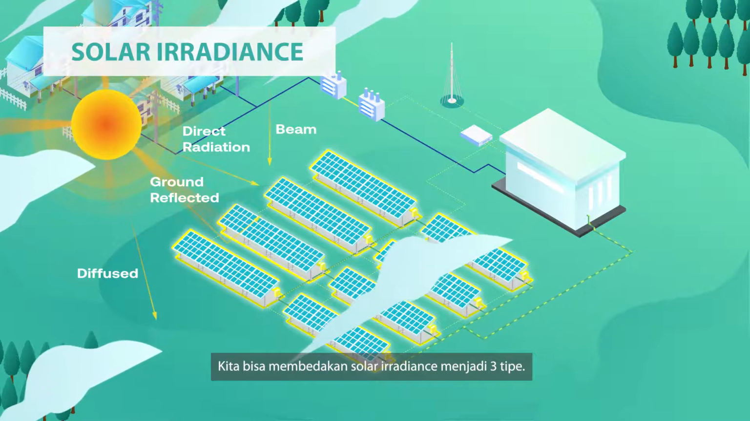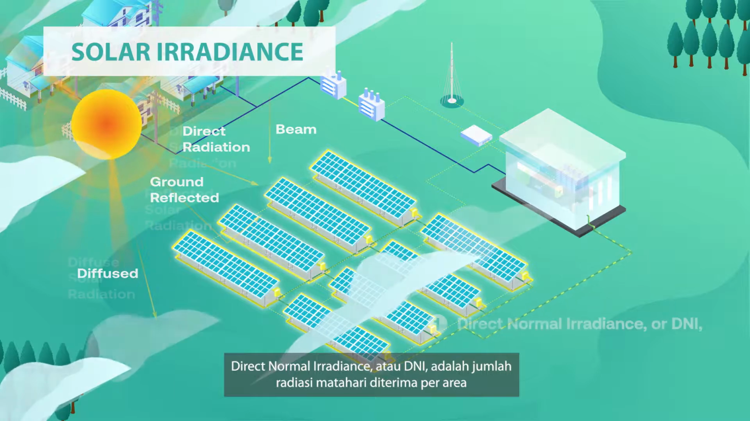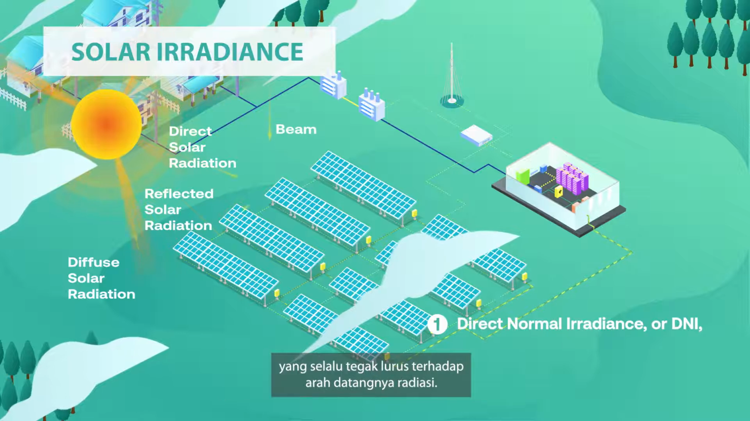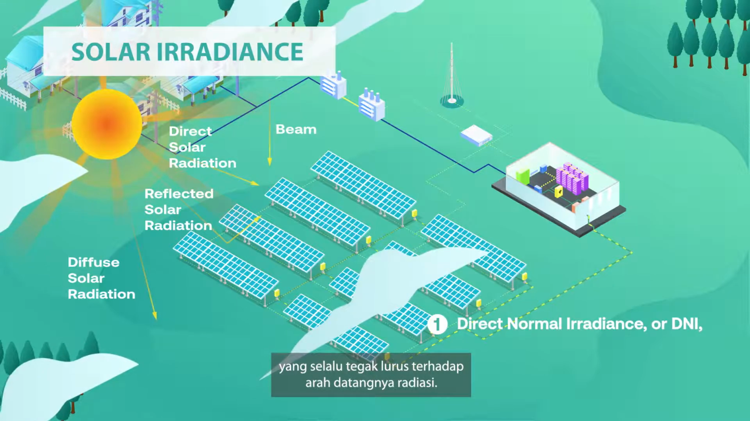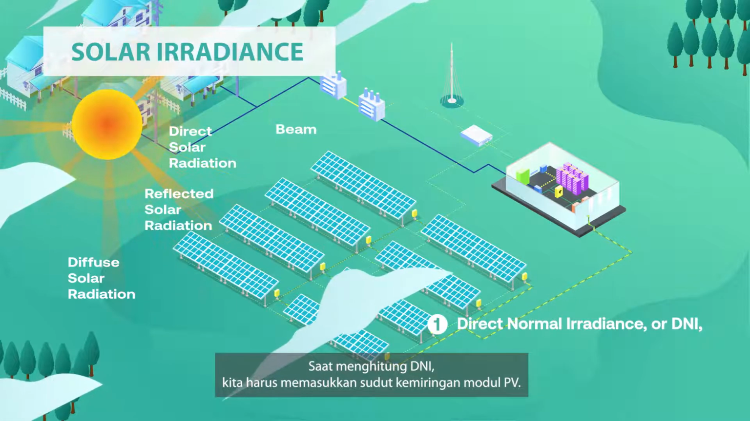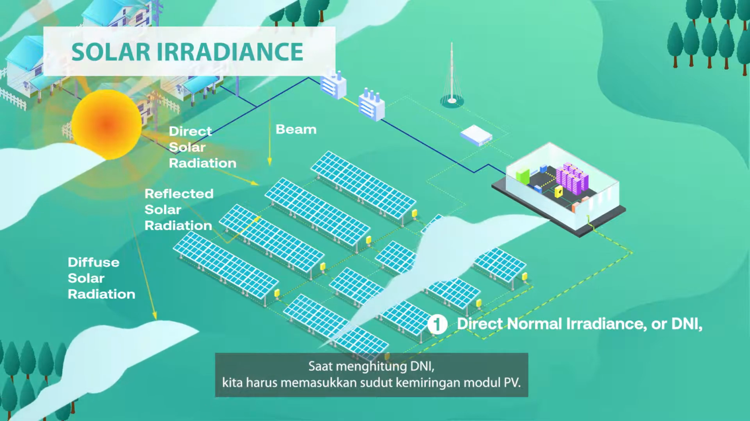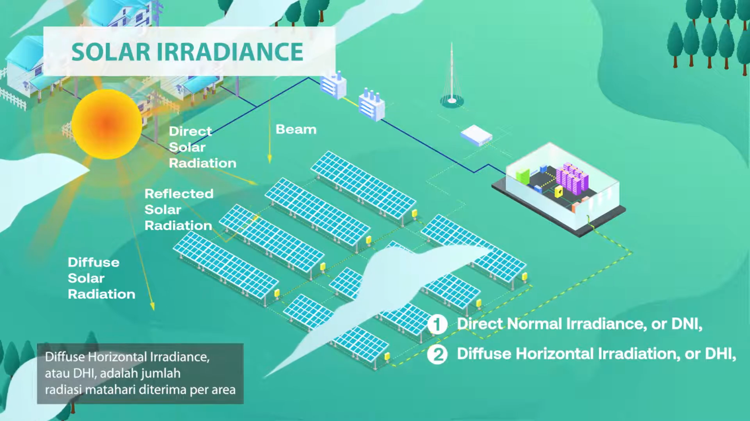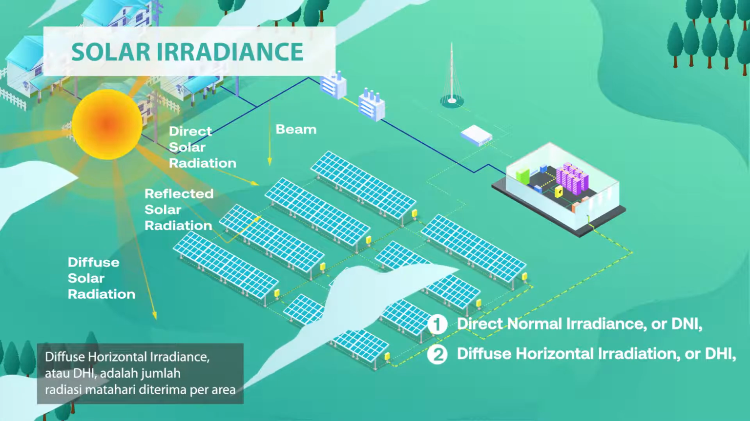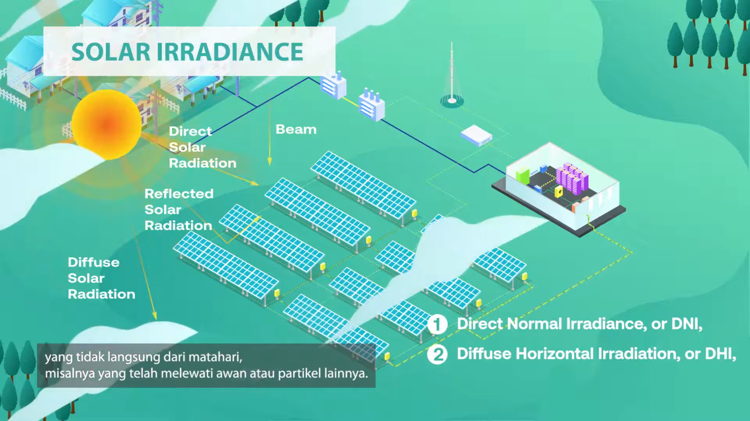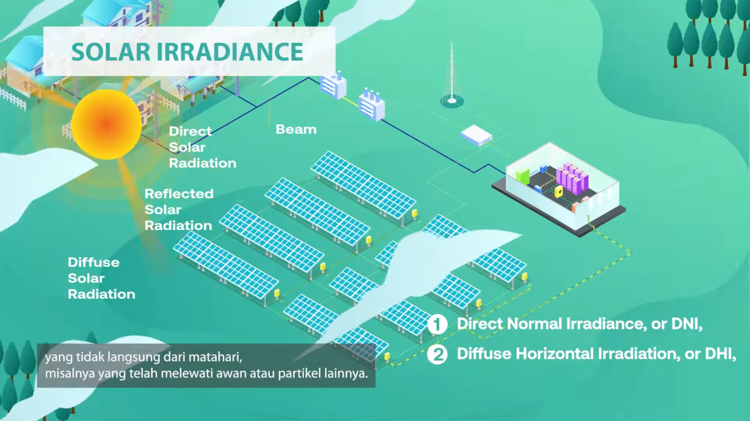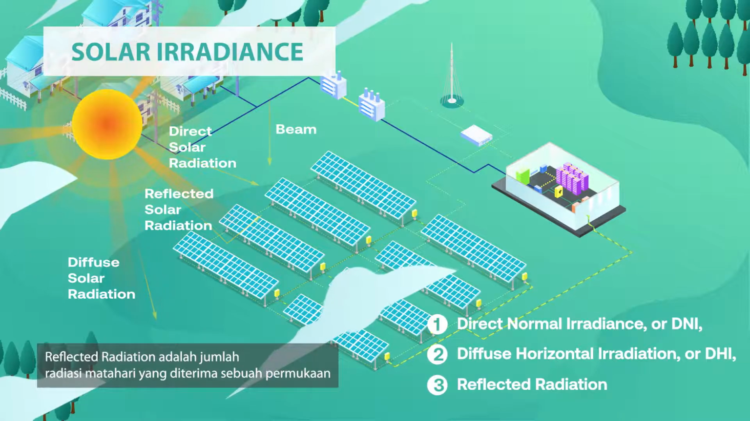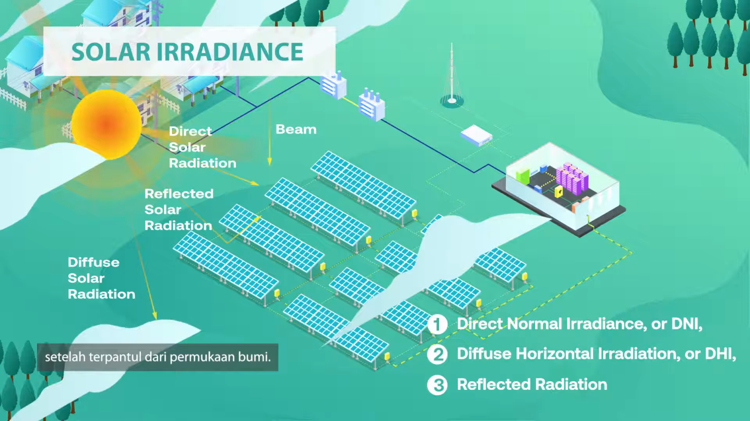We can distinguish solar irradiance into three types. Direct normal irradiance, or DNI, is the amount of solar radiation received per unit area that is always perpendicular to its incoming solar radiation. Thus, if a PV module is tilted, then we must take into account the tilt angle when calculating DNI. Diffuse horizontal irradiance, or DHI, is the amount of solar radiation received per unit area that doesn't arrive directly from the sun, as it has been scattered by clouds and other particles. Reflected radiation is a portion of solar radiation that has been reflected by Earth's surface and received on a surface.